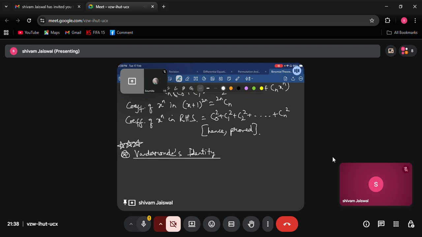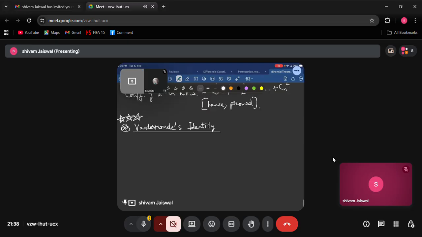Pay attention. Summation of k equal to 0 to r, mCk into nCr minus k, will be equal to m plus n Cr. How to remember this? You have to add the upper suffixes m and n, and you have to add the lower suffixes k and r minus k.